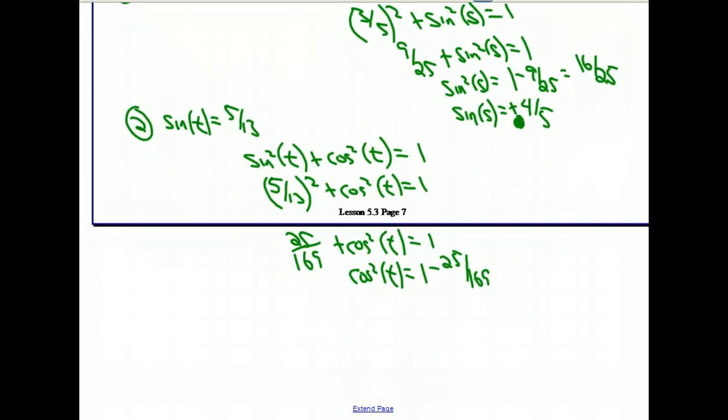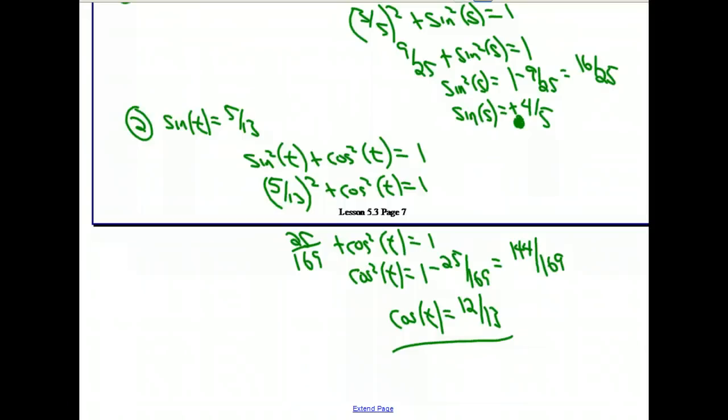And again, this time 1 is 169 over 169. 169 minus 25 gives me 144 over 169. I'll take the square root, and I'll come up with the cosine of t. The square root of 144 is 12, and of 169 is 13. And again, the plus or minus: we just said we're in quadrant 1, so these are all positive.